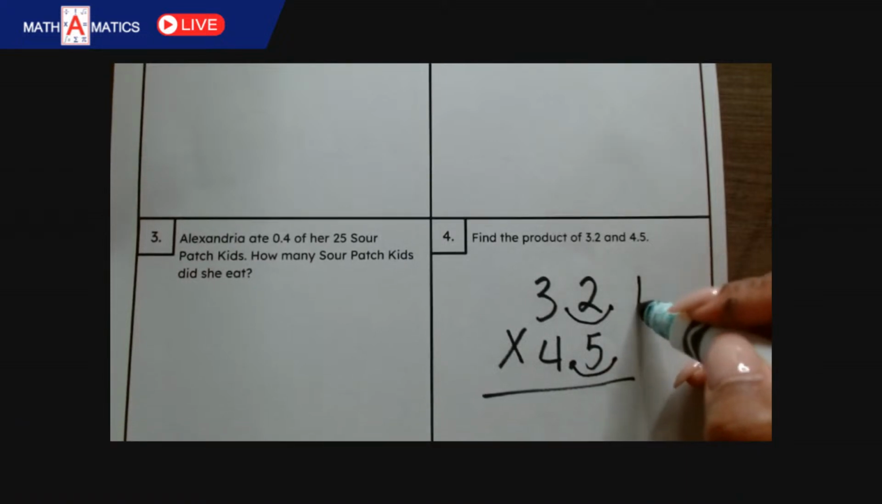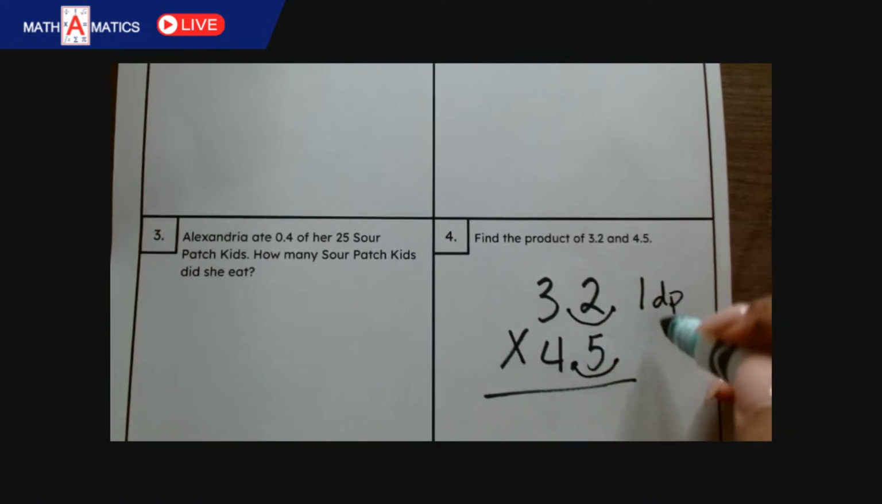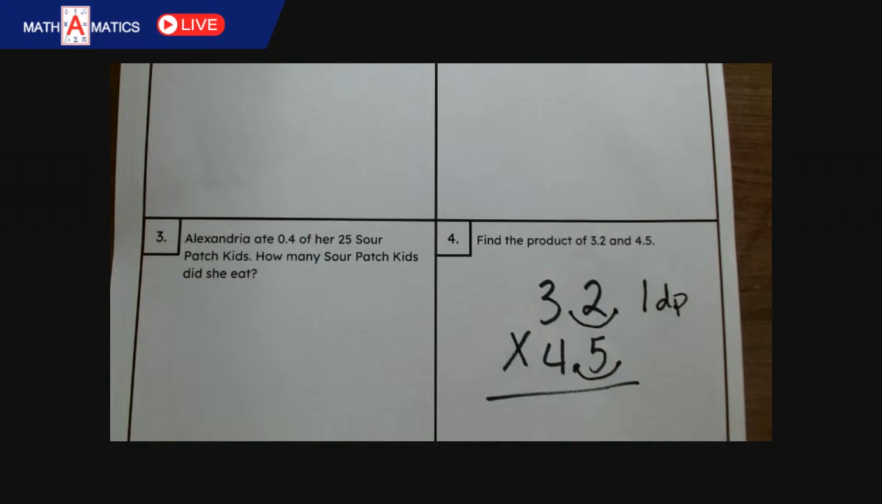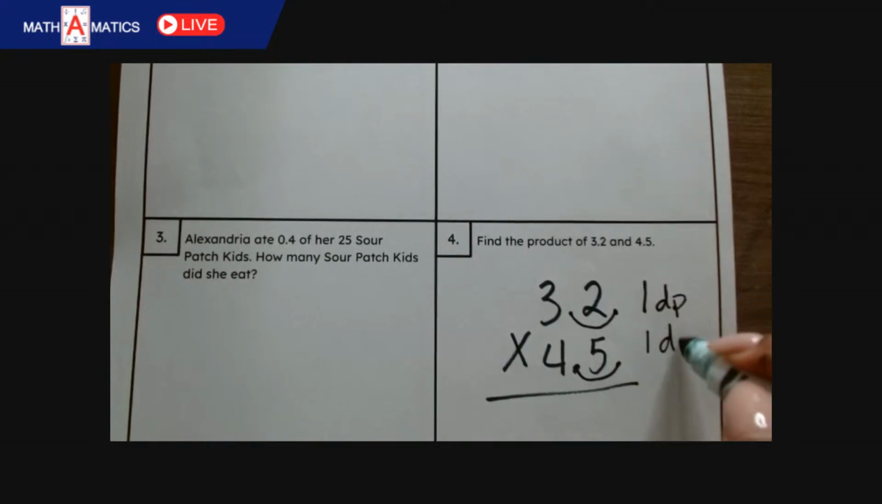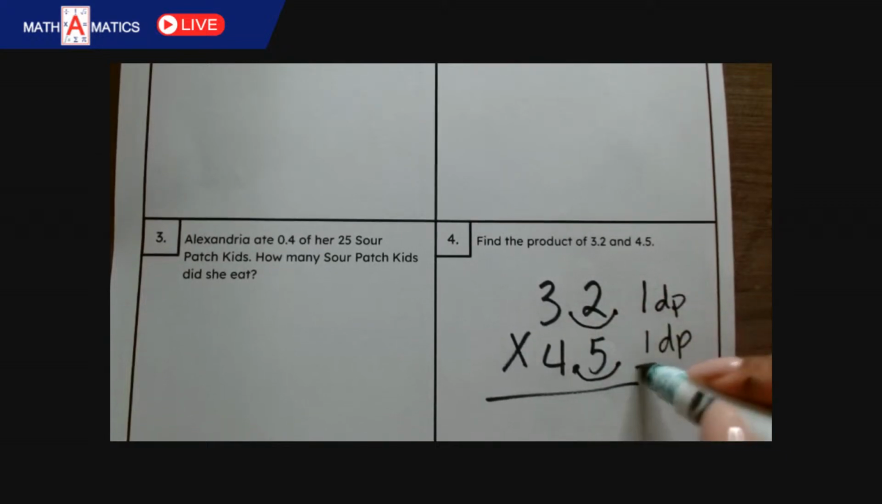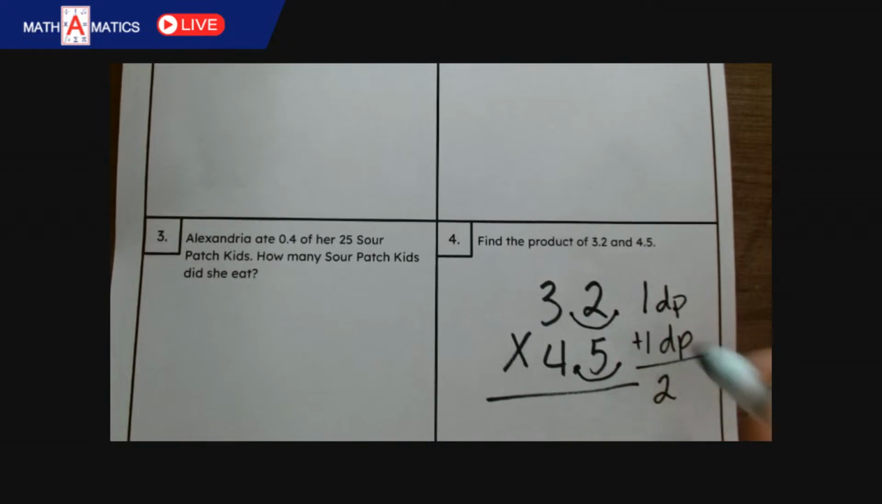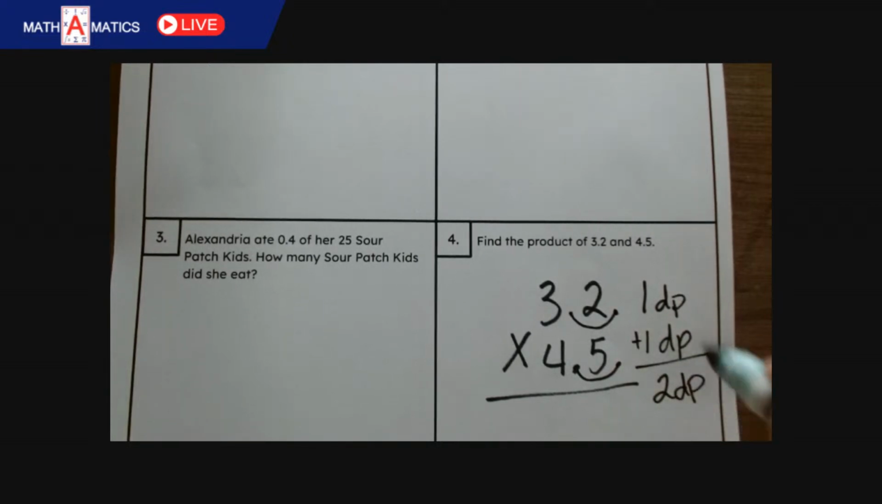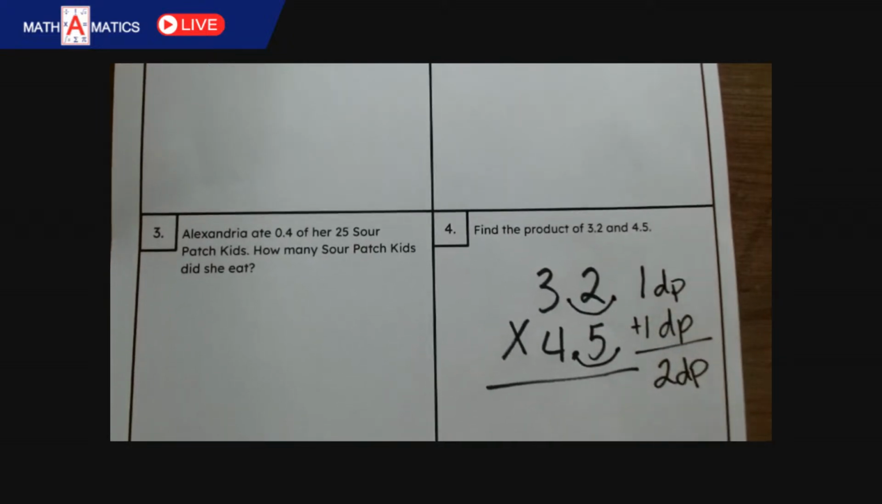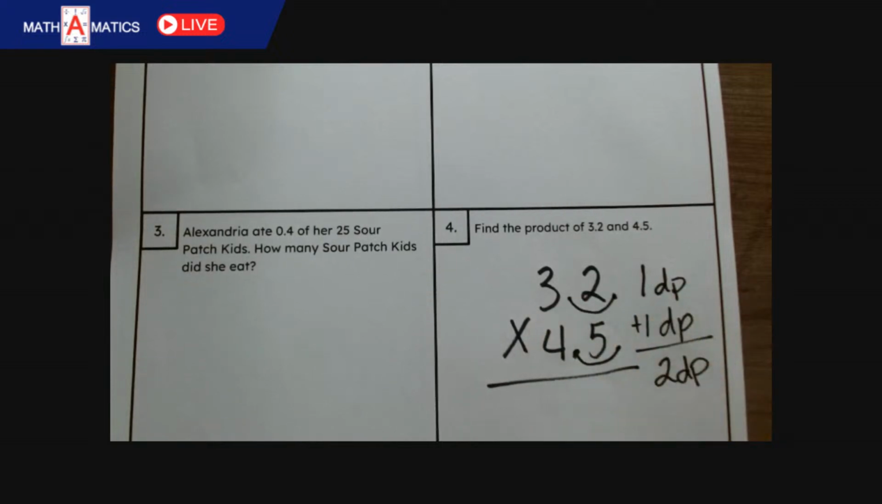So I like to say 1 DP, and DP for me stands for decimal point. So both of these had 1. That means I need to move a total, because we're going to add those together, of 2 decimal points when I finish multiplying. I just like to use that acronym DP because it stands for decimal point. You're more than welcome to use whatever works for you. So now it feels more comfortable, because really it's like multiplying 32 times 45.